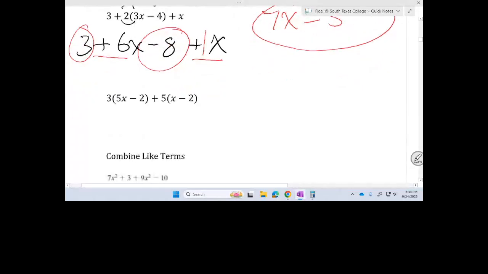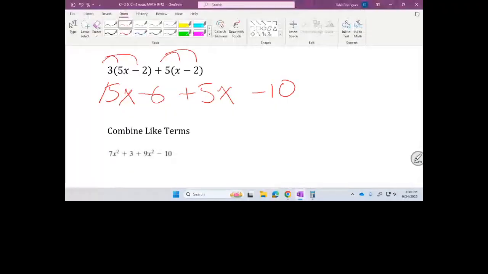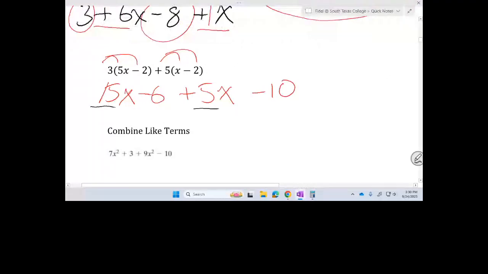All right. So the next one here in my list, y'all, says 3 times 5x minus 2. Let's do that. 3 times 5 is 15 with an x. 3 times a minus 2 is a minus 6. 5 times x is a plus 5x. 5 times a minus 2 is a minus 10. Okay. Again, let's combine these. 15 and 5, 20. And then minus 6 and minus 10. If I owed you 6 and I borrowed 10 more from you, y'all, I now owe 16.